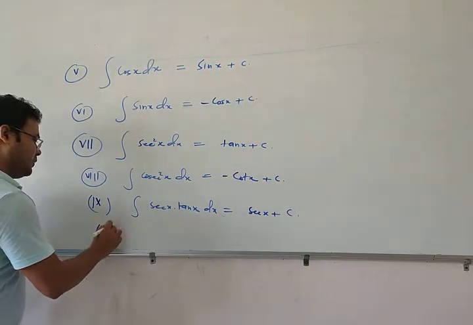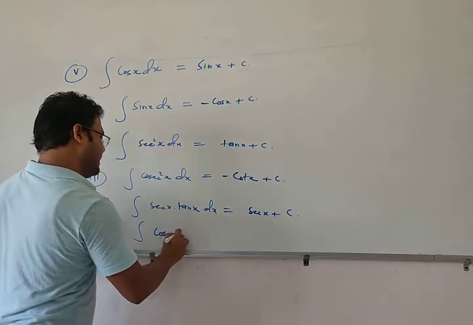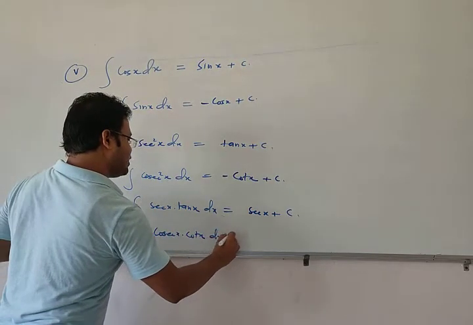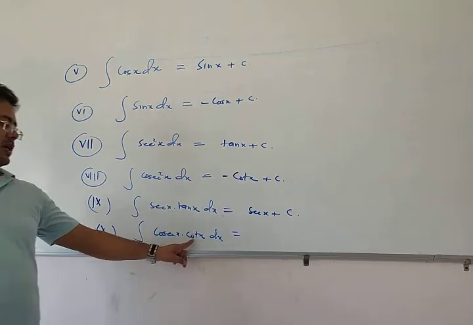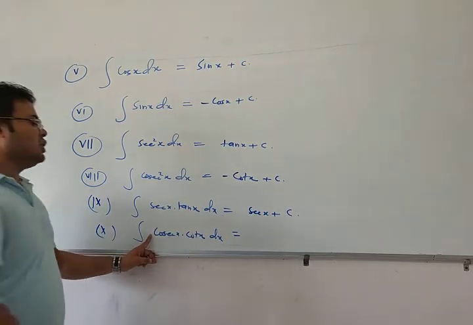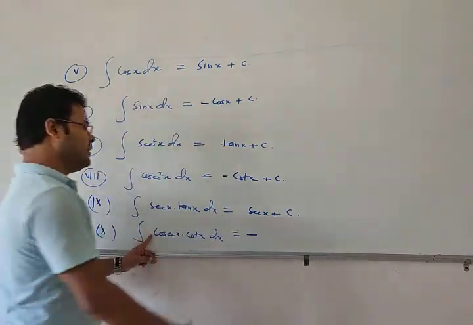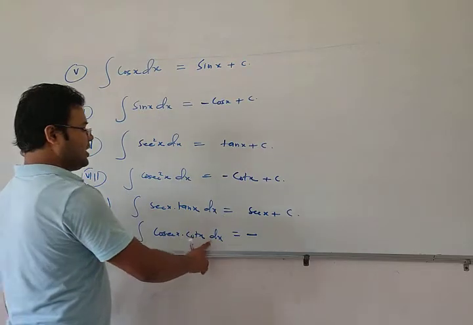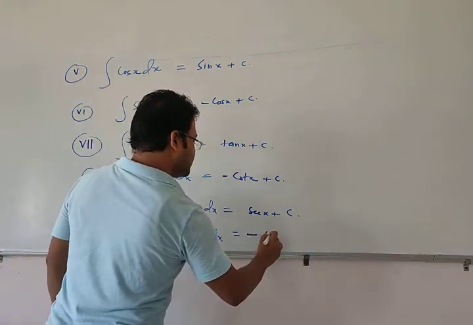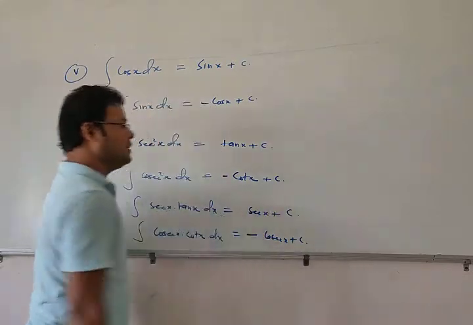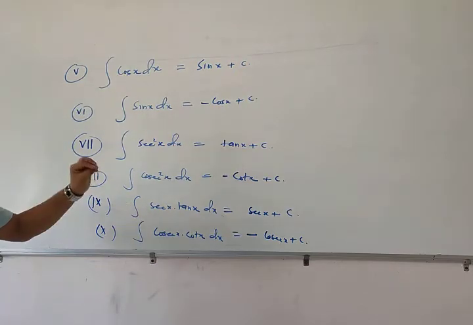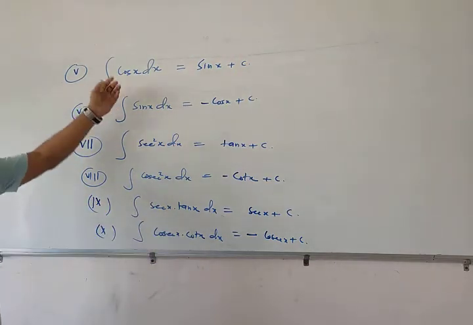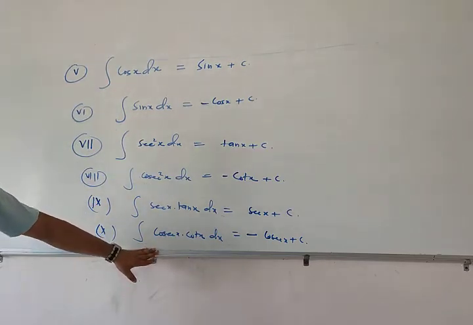And number 10, integration of cosec x into cot x with respect to x. We know that the differentiation of cosec x is minus cosec x into cot x. Here we do not write the negative sign, so you have to write the negative sign on the right hand side. So the integration of cosec x into cot x with respect to x will be minus cosec x plus constant term c.